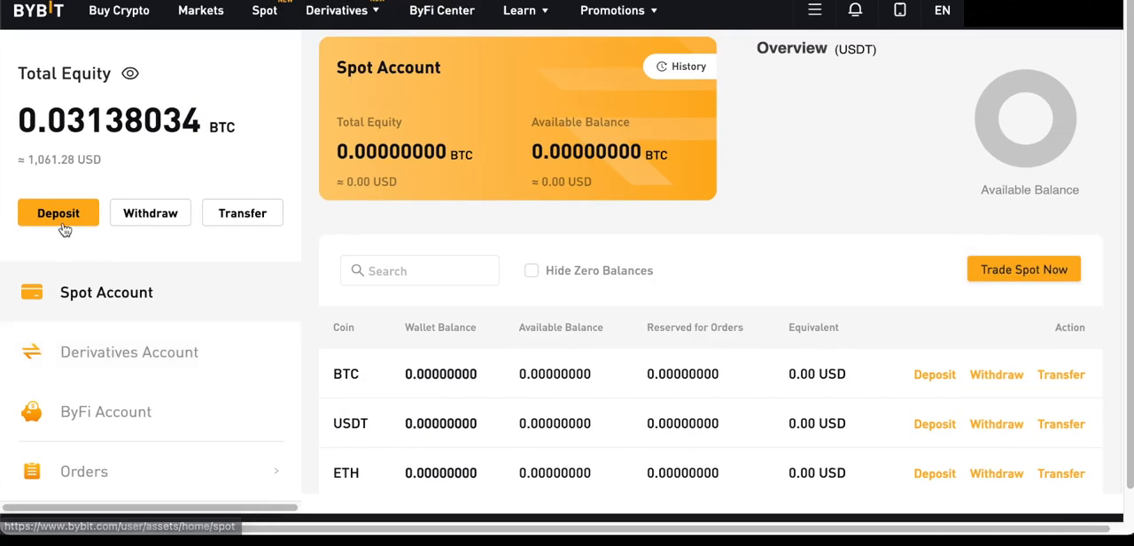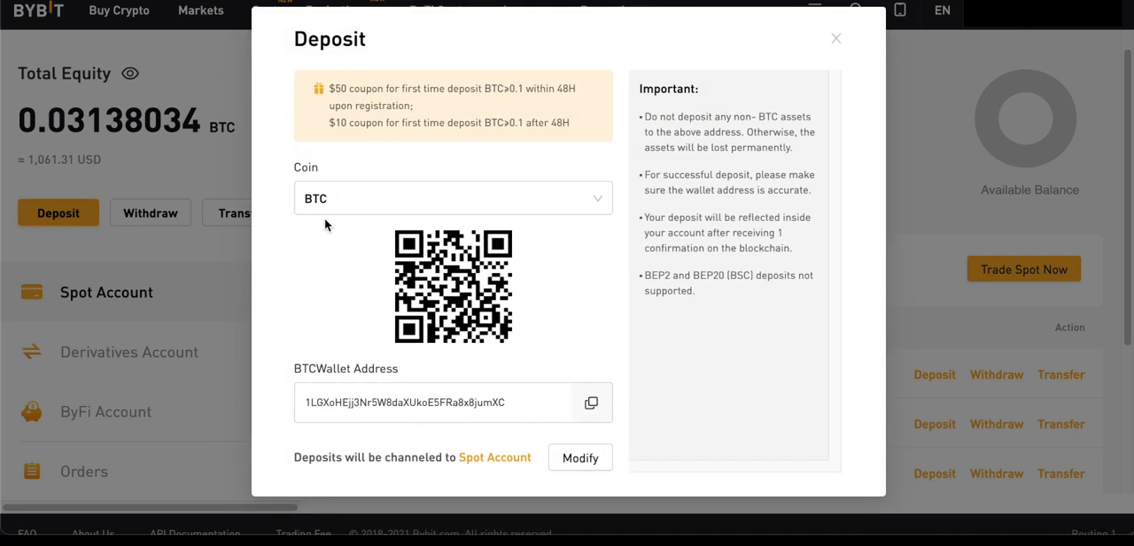Either or, you can just come up here and press deposit, as you can see, and that will come up with your crypto address for Bybit. In this instance right here, you can see my Bitcoin address at Bybit. Here it is. If you have another wallet on a phone, you can simply scan the QR code, or you can copy the wallet address right here. So if you have some Bitcoin on a different exchange, for example, that you want to trade through Bybit, then you can deposit it here.